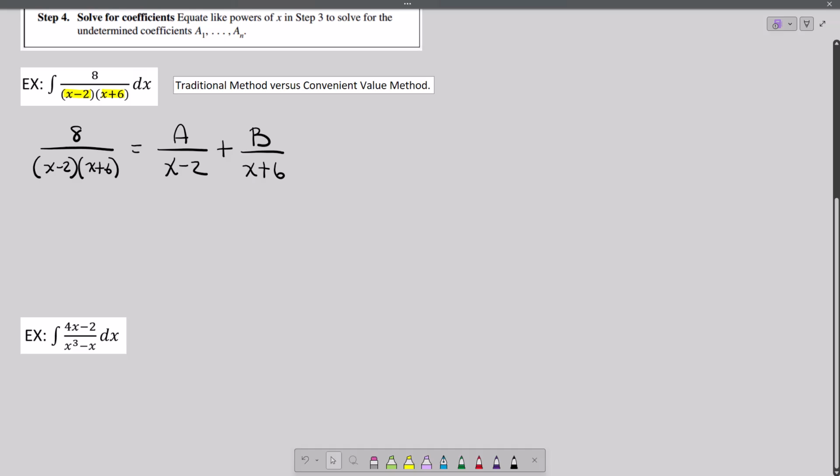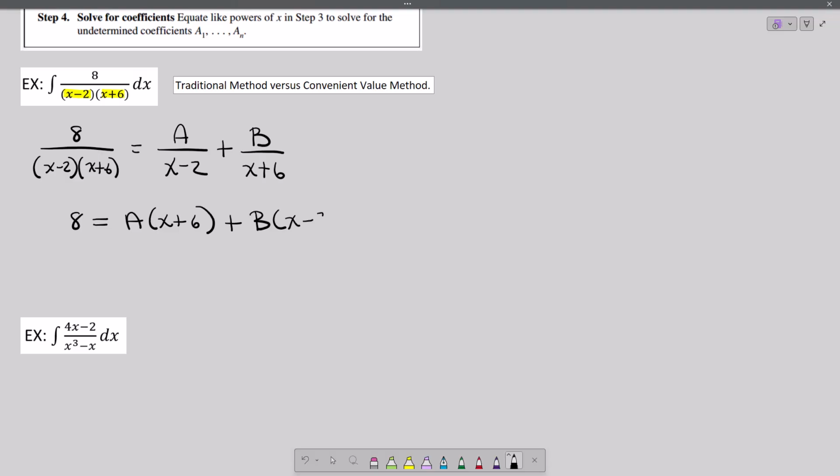Well, we multiply by the denominator to clear out the fractions. So when we multiply both sides by that denominator, x minus 2 times x plus 6, we end up with this. When you multiply the left by that denominator, you get just the numerator. When you multiply the right by that denominator, you have some cancellation. The x minus 2 cancels when you distribute it to the a term. The x plus 6 cancels when you distribute it to the b term.